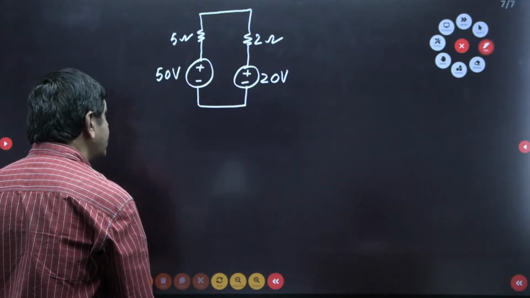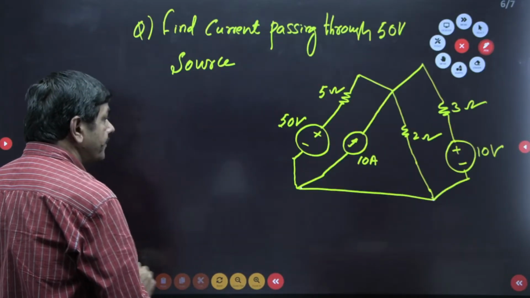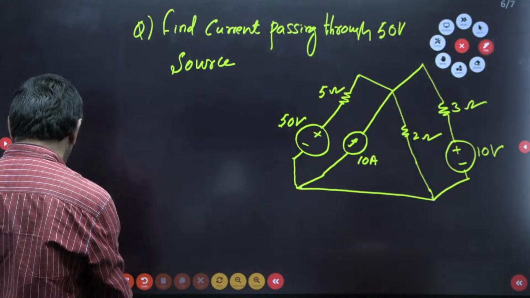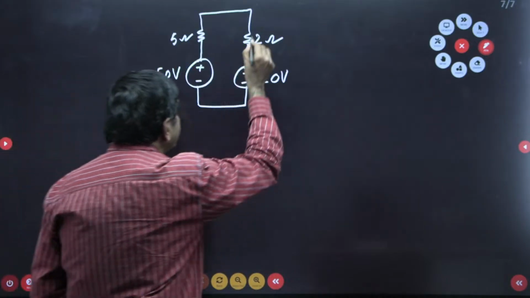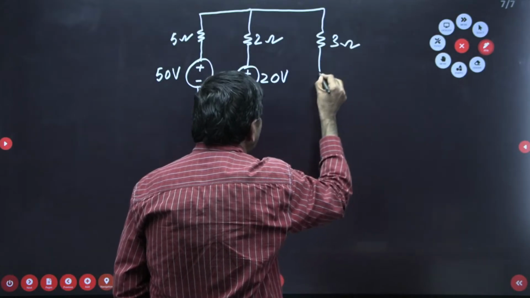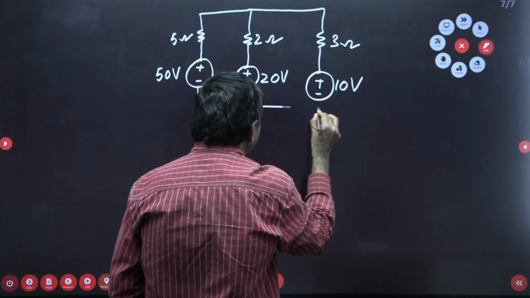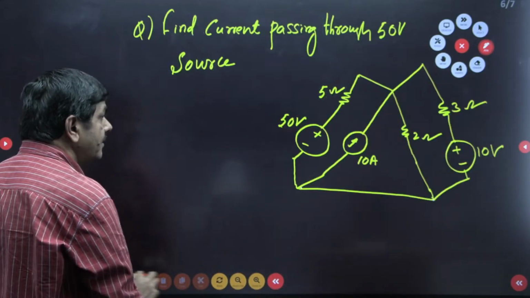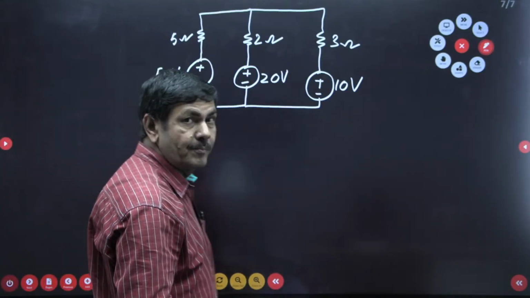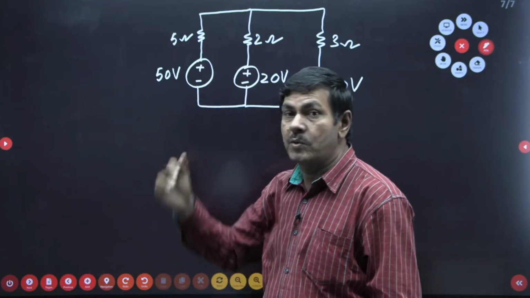What are the rest of the elements we have here? We have 3 ohms and 10 volts. Yes, correct. In such a way the network is formed. Now it is very simple to find the current which is passing through the 50 volts.